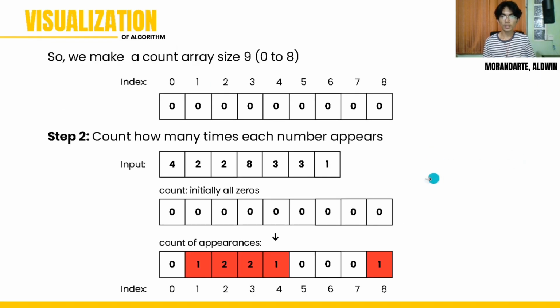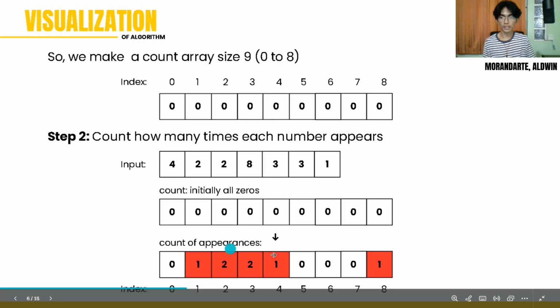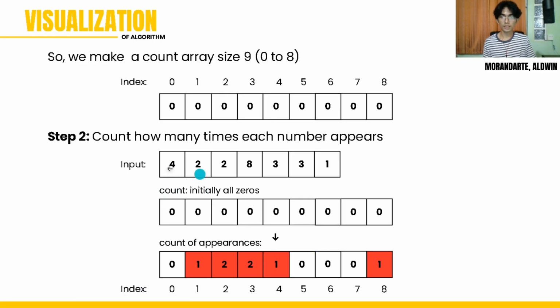Then we make a count array of size 9, which is 8 plus 1, and then proceed with step 2, which is to count how many times each number appears. So here we have the sample input array, and the count array where all the values are initialized to 0, and the count of appearances, which is the end result of iterating through the input array.